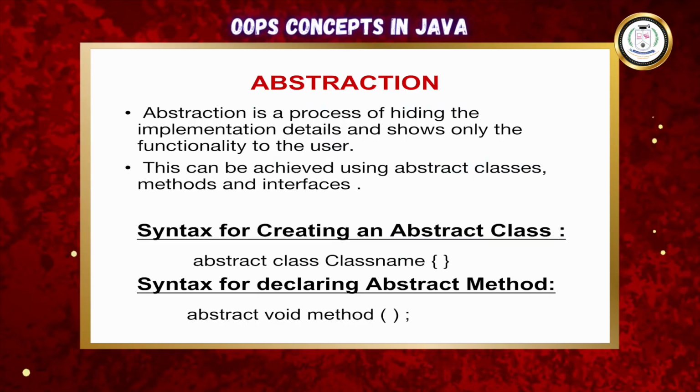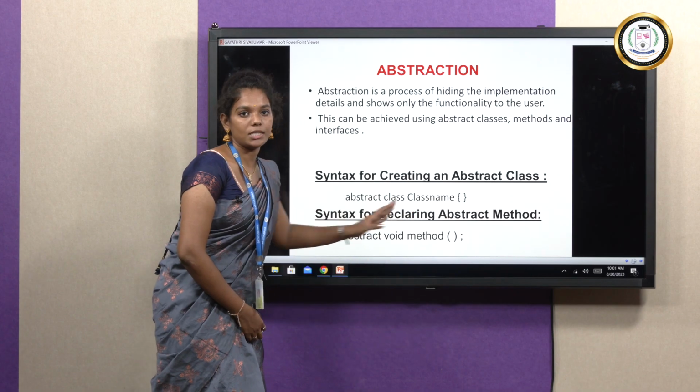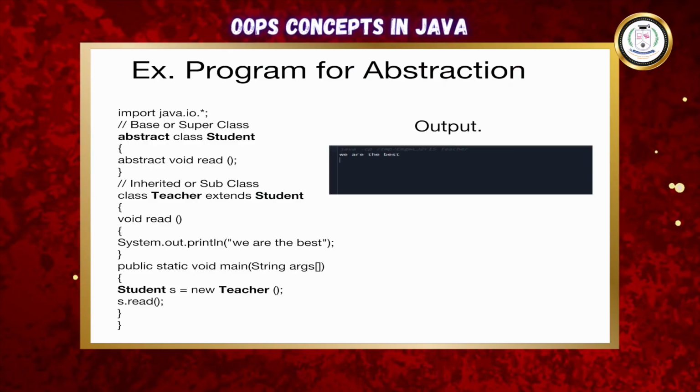Here comes void, abstract, and the method name, so brackets open and close, followed by a semicolon, which must be there. Here we need not mention the semicolon. This is how the syntax was. Next we will see an example program implementing this.